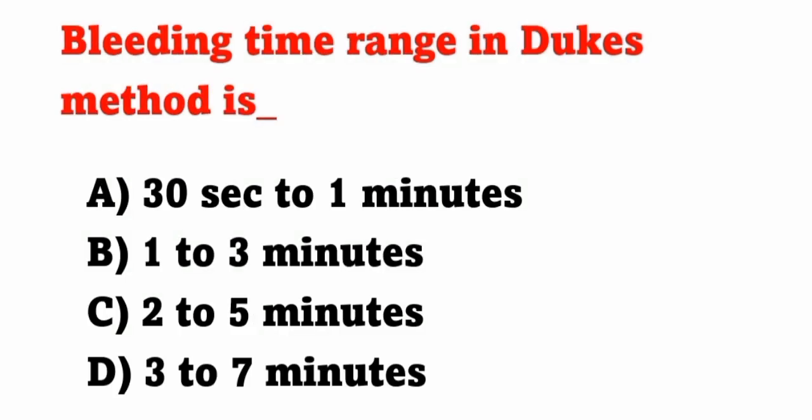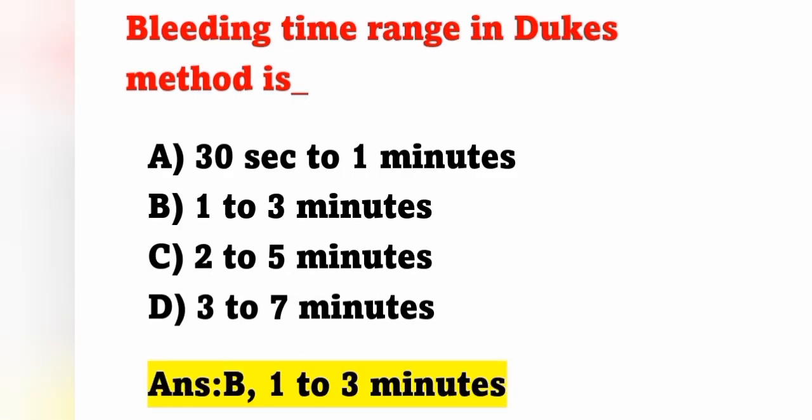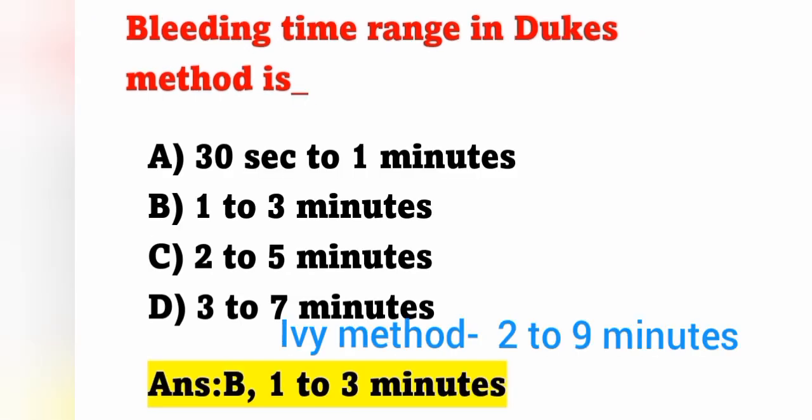And the next question, bleeding time range in Duke's method is. Options: option A 30 seconds to 1 minute, option B 1 to 3 minutes, option C 2 to 5 minutes, and option D 3 to 7 minutes. Bleeding time in Duke's method is 1 to 3 minutes. There are two methods to assess the bleeding time, and the first one is Duke's method. In this the bleeding time is 1 to 3 minutes.